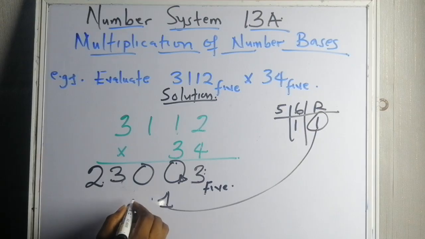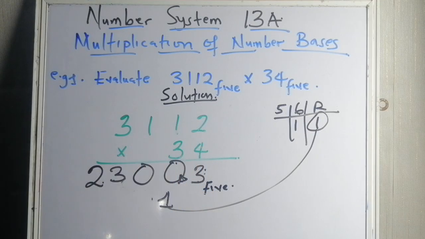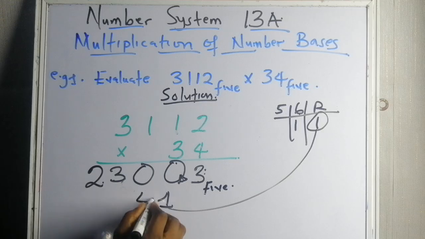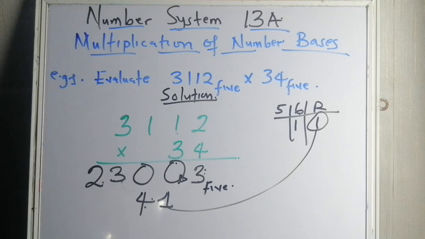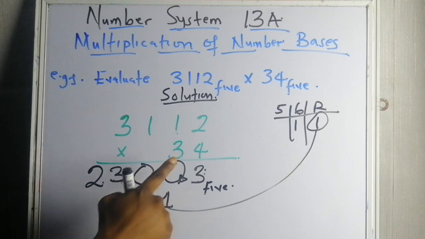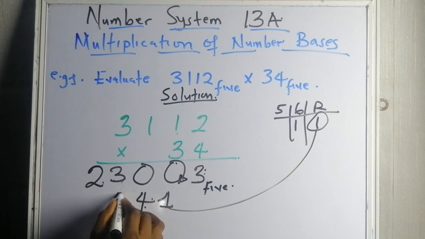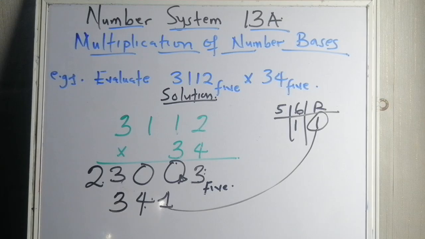Plus that 1 is what? 4. Okay. So 3 times 1, 3, plus that 1 from 5 and 6 is what? 4. Then 3 times 1 is what? 3. Okay. We're not carrying anyone because 4 is not up to base 5.